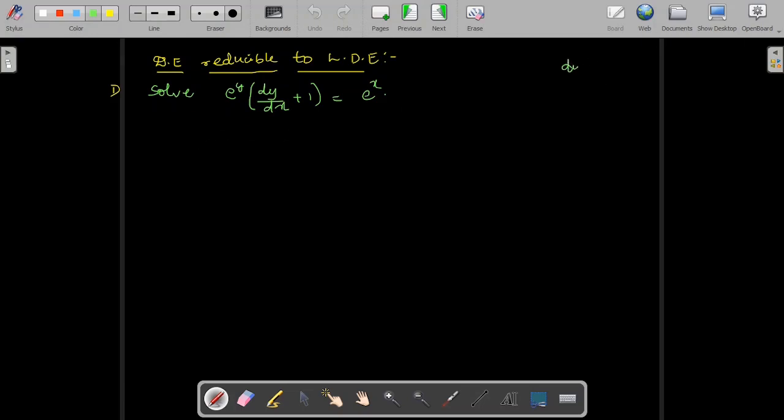We have the standard form of a linear differential equation as dy by dx plus p of x into y is equal to q of x. So that gives here e to the power y into dy by dx plus e to the power y multiplied by 1 is equal to e to the power x. Now just to compare with the standard form of a linear differential equation, here we want p of x into y. That term is nowhere to be seen here.